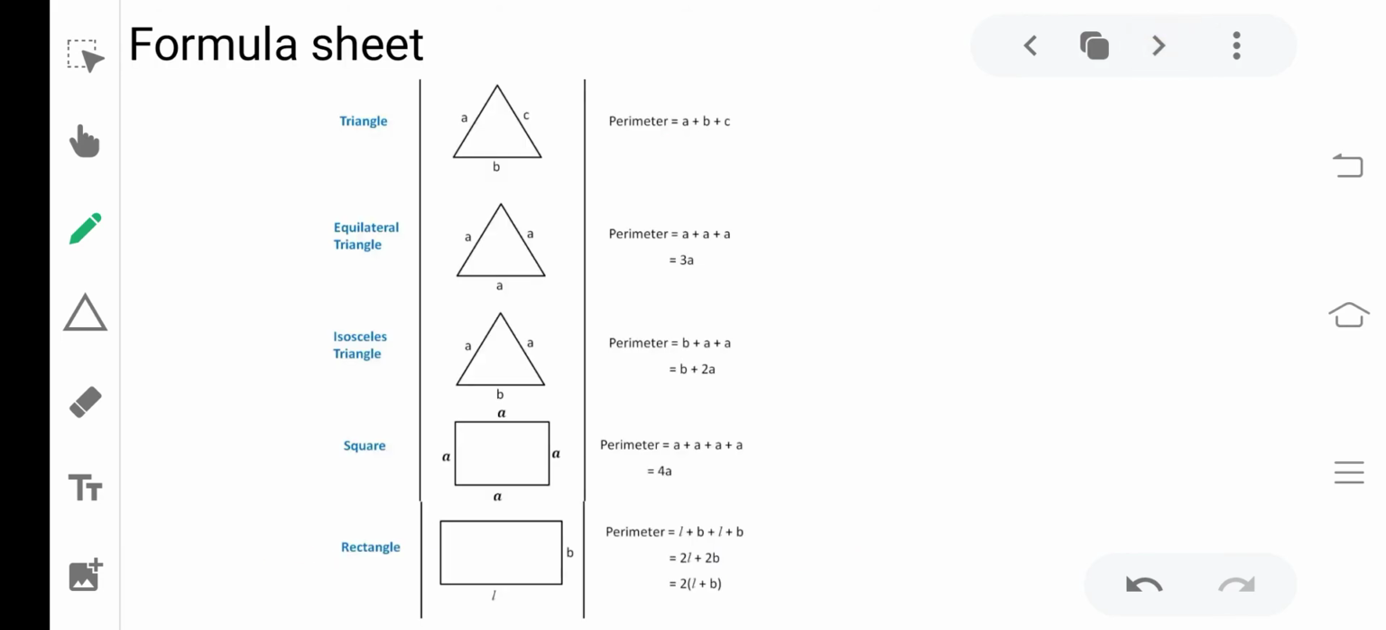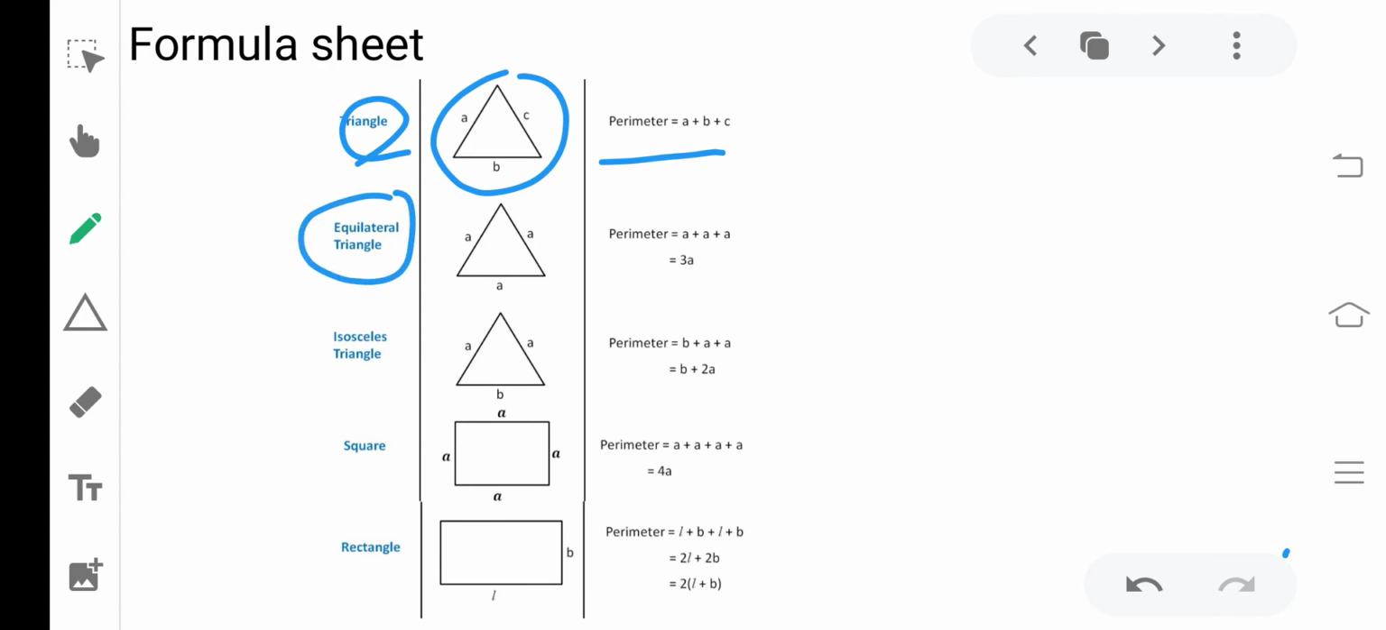Now this is your formula sheet, which is very helpful for you. You may take a screenshot of it and understand it. This is the triangle, this is your scalene triangle. A, B, C means no side of the triangle is equal, so its perimeter will be A plus B plus C, or the sum of all sides. In an equilateral triangle, all sides are added and the perimeter is equal to A plus A plus A, which is 3A.